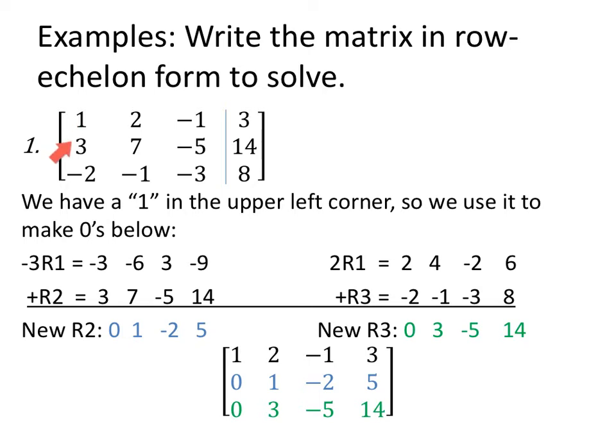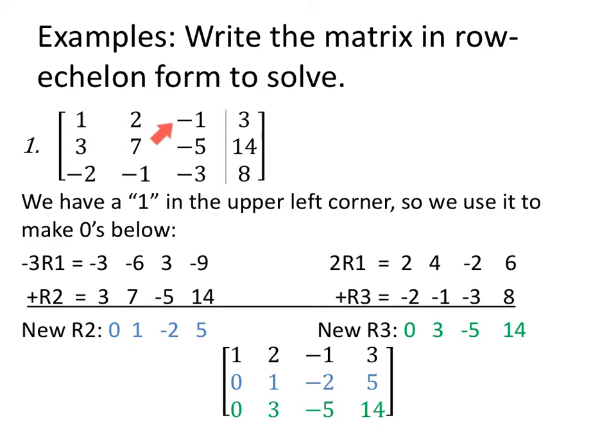Once I have a 1, I want zeros below it. So I have a 1, in quotes, in the upper left corner, so we make zeros. I'm going to use this 1 to eliminate and make zeros. So what do I add to 3 to make 0? I add negative 3. So I'm going to multiply row 1 times negative 3, everything in row 1 times negative 3, and I'm going to add it to row 2, and I'm going to get a new row 2. Negative 3 plus 3 is 0, negative 6 and 7 is 1, 3 and negative 5 makes negative 2, and negative 9 and 14 makes 5.